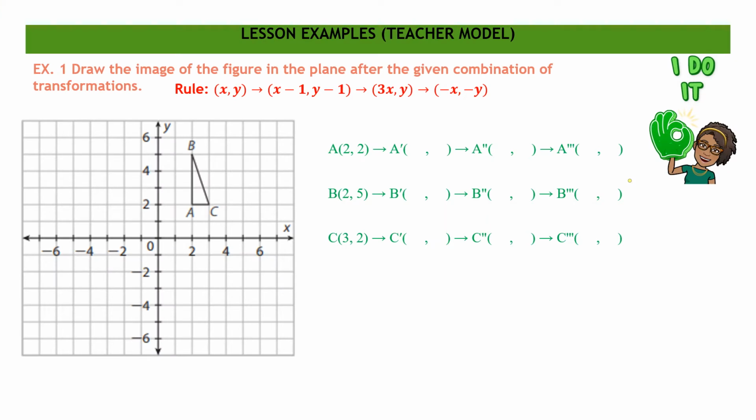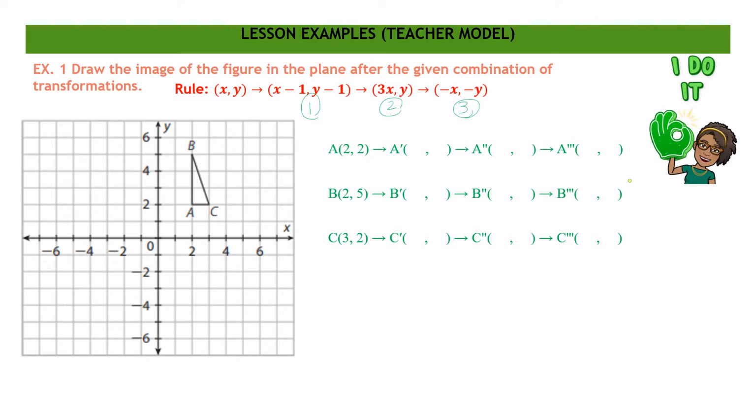Okay, example 1 says, draw the image of the figure in the plane after the given combination of transformations. They give us here triangle ABC, and we are going to apply all 3 transformations that we see. As you can see, we have 1, 2, 3 transformations. So let's look at our first transformation. Our first transformation is a translation. It's telling us that we are sliding our pre-image to the left 1 unit and down 1 unit. So let's start with A.